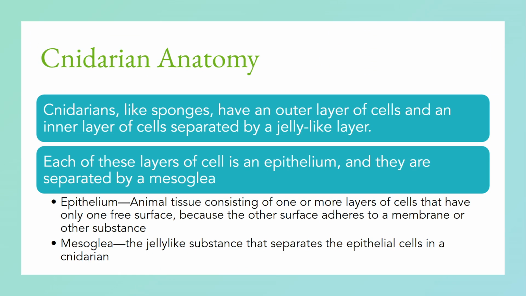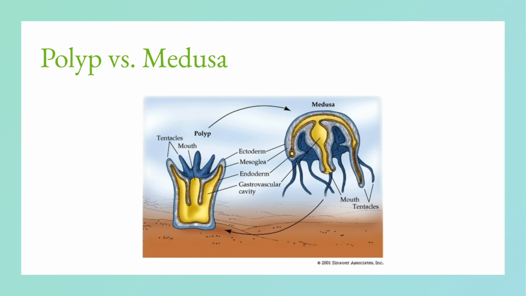Cnidarians are definitely like sponges in a couple of respects. They have two layers, an outer and inner layer, and it's separated by the mesoglea, or a jelly-like layer. That jelly-like layer kind of acts like a connective tissue to hold the ectoderm and endoderm together. Both the polyp and medusa have a single gastrovascular cavity and a mouth that is the only opening. So what goes in can also leave, but other things can actually also diffuse straight through their membranes.